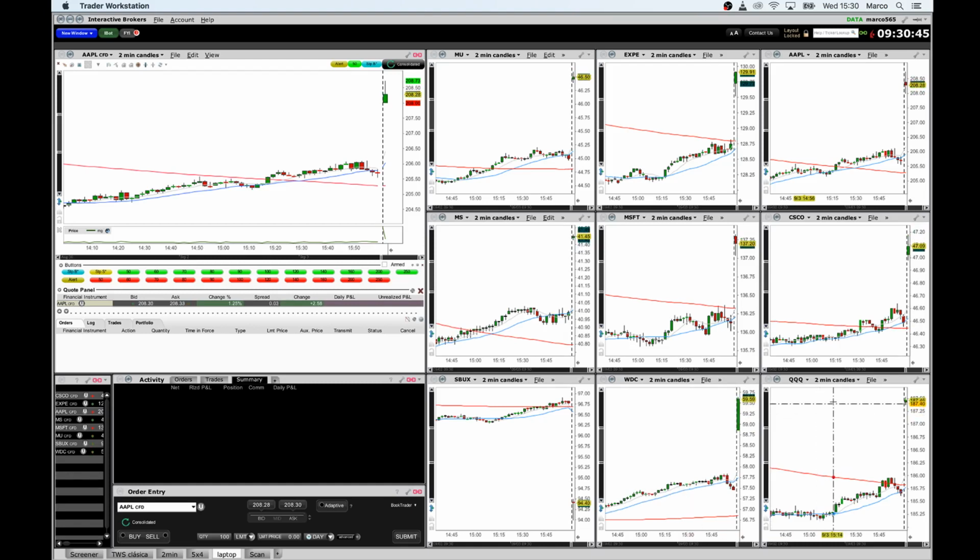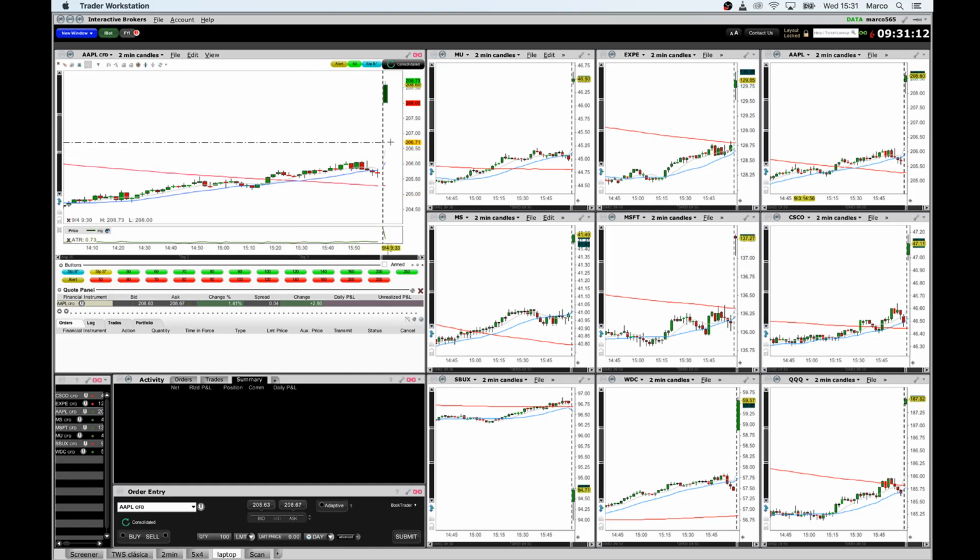What's the market doing? For now, it doesn't know. WDC is too high, I will not buy it. I quite like MS. So with Apple, I can go 30 cents, so 30 cents is 30 shares more or less. Still 1 minute to be able to enter. These are 2-minute charts. MS, where is MS? MS is looking good as well.